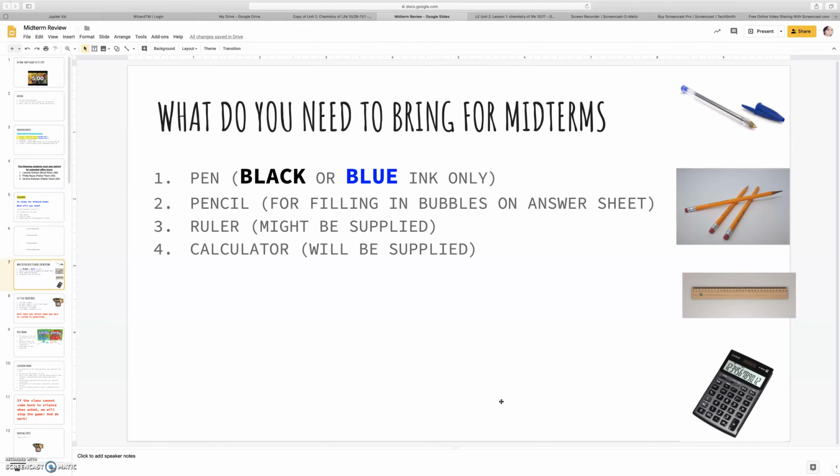What you need to bring for the midterm is a pen, a really smooth gel pen, black or blue ink only, and a pencil. A ruler and calculator might be provided. In terms of the calculator, you'll have a calculator. With the ruler, we're going to try to have it, but if you have a ruler at home, please bring one.